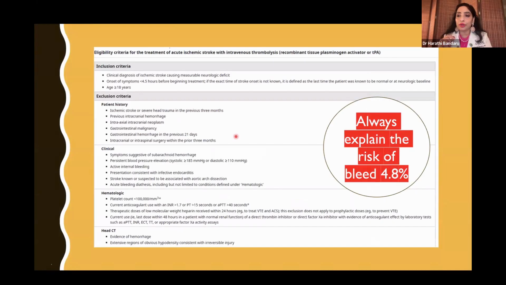Before you give TNK, make sure they are meeting the criteria or not, because at the end of the day, you have to do benefit to the patient. So make sure the patient does not have any bleeding problem, and that the patient is not on any anticoagulation, to reduce the risk of bleeding. In spite of taking all these measures, we still have a risk of 4.8%. So make sure you explain this risk to the family members.